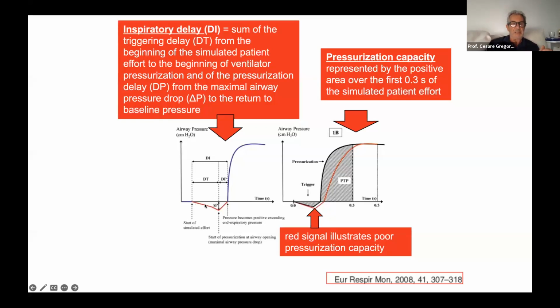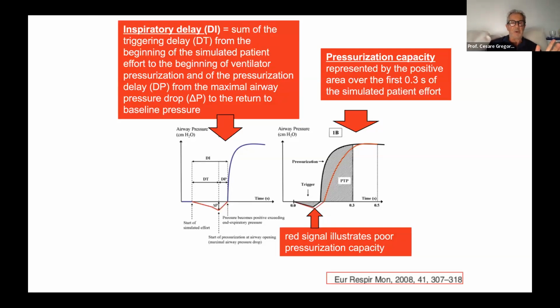You can see this red line, and the sum of the pressurization delay, from the maximal deflection made by the simulation of the patient to the starting of pressurization. Then we have to define the pressurization capacity, represented by the positive area of the first 300 milliseconds of simulated patient effort.